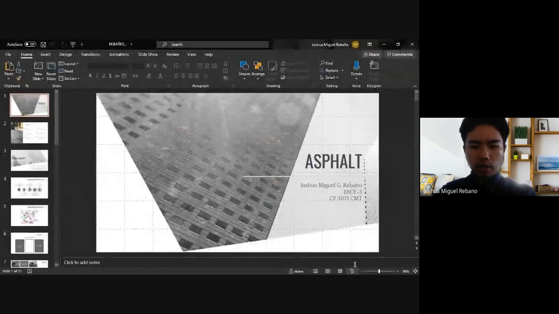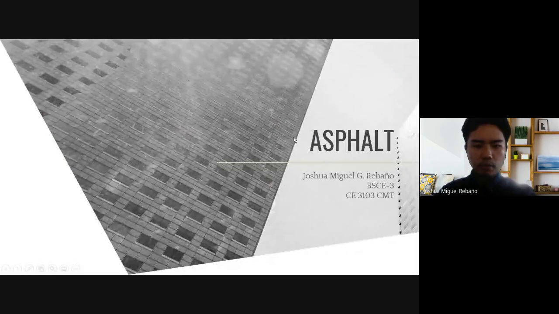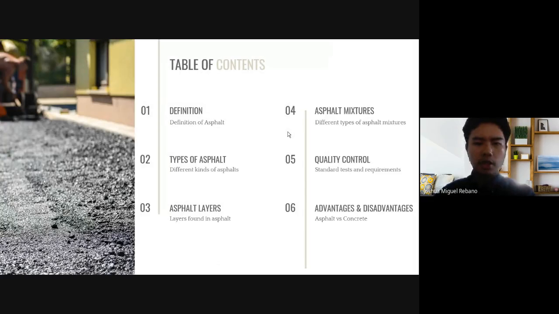So for asphalt, I think everyone knows what asphalt is. It is also commonly used in the Philippines as pavements for roads. So we'll talk about the definition of asphalt, the types of asphalt, asphalt layers, and also asphalt mixtures, quality control of asphalt, and its advantages over concrete.